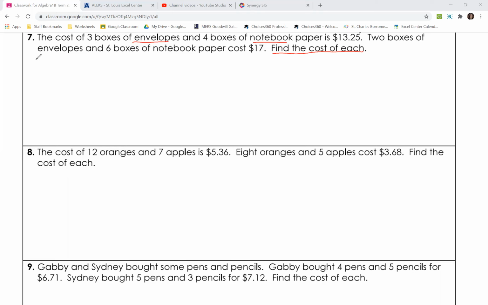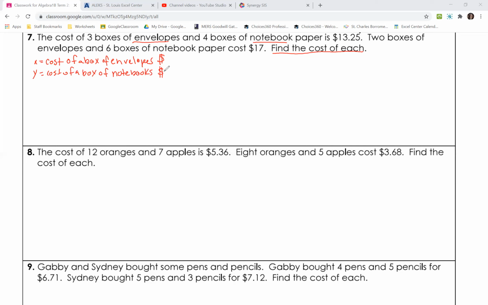Okay, so I'm going to let X equal the cost of a box of envelopes, right? So it's the cost. So it's going to be money, right? We're going to find out how much it costs. And then let's let Y equal the cost of a box of notebook paper. We'll just put notebooks. And we'll remind ourselves this is money that we're looking for. Okay, step 1 done. We defined our variables.